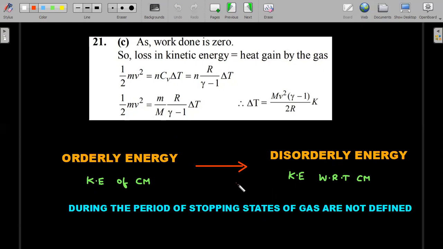And please understand, during this stoppage period, someone is actually stopping it. It takes some time, right? During that period, the states of the gas are not defined. You cannot write the PV equal to nRT equation while this disorder is getting created.